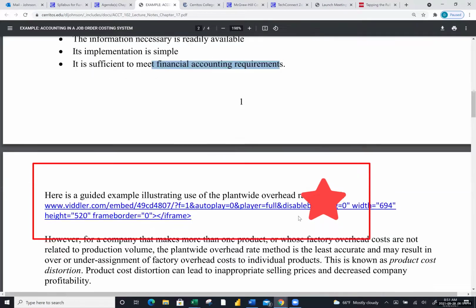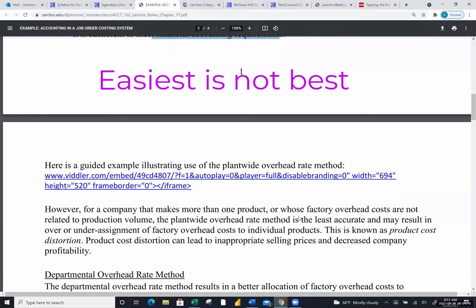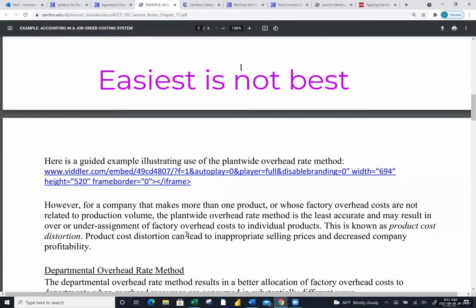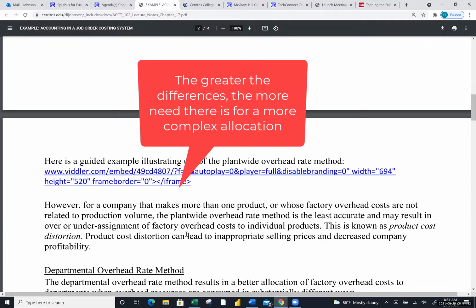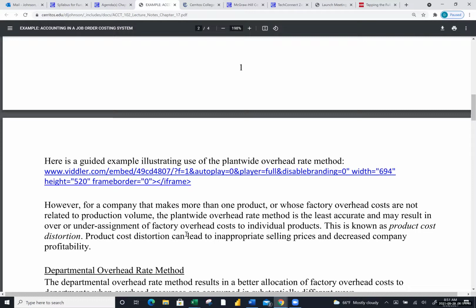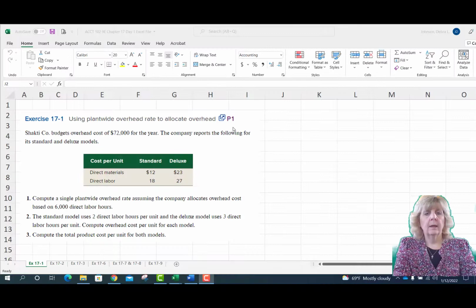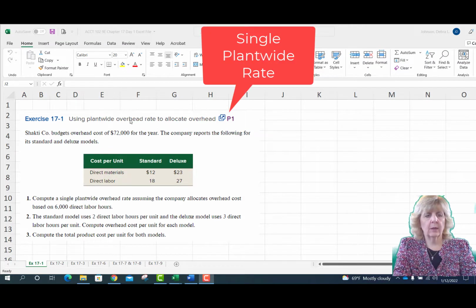You can use it for GAAP. The downside is just because something is easy doesn't make it best. So just because you can use something for GAAP purposes doesn't necessarily mean that you should. And what we found out is the more different the products are, the more inaccurate this single plant-wide rate can become. So let's jump in and try one. You already know how to do this, so I consider a third of this chapter to already be in your memory bank. In this problem, we're asked to first use a single plant-wide rate.